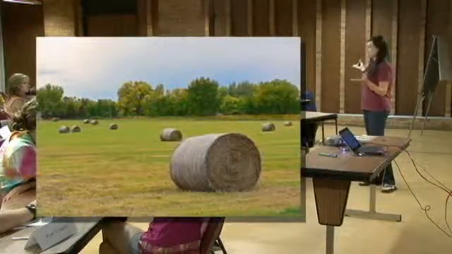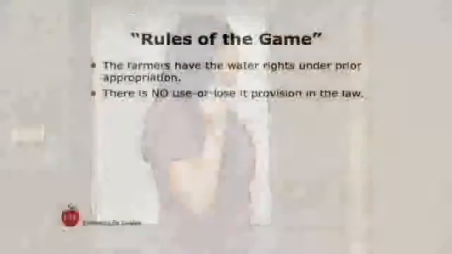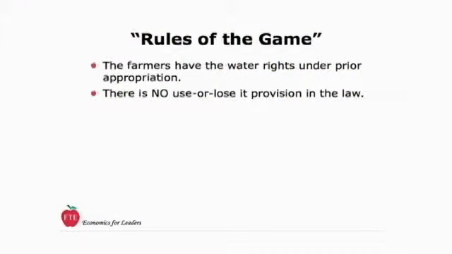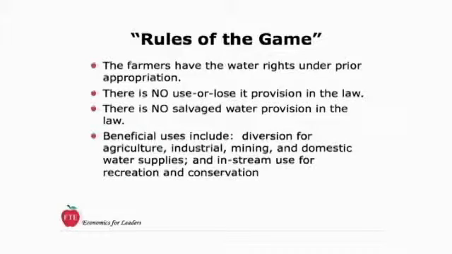And if they do, even though it's a low water year and they irrigate, they're going to be able to get 3 cuttings like they would any other year. If they don't irrigate, they're only going to get 2 cuttings. But if they do irrigate and they get their 3 cuttings, they're going to get their hay like usual, but it's going to hurt the outfitters, right? The outfitters are going to be out of luck because there's not enough water to have fish and streams that are flowing. There is no use it or lose it provision in the law, and there is no salvaged water provision in the law. And beneficial use does include diversion for agriculture, industry, mining, domestic water supplies, and even in-stream use for recreation and conservation.